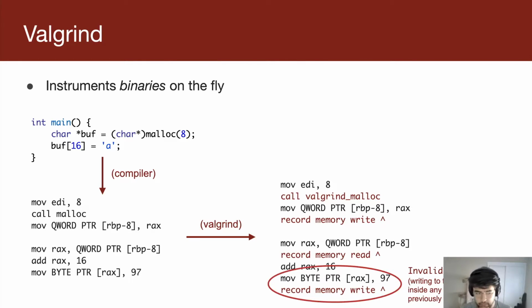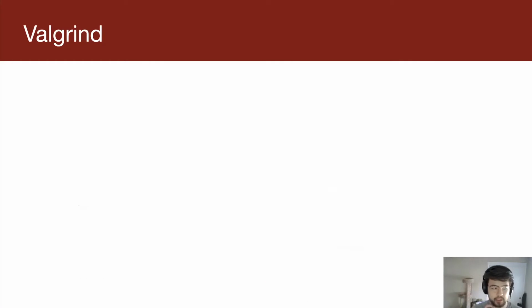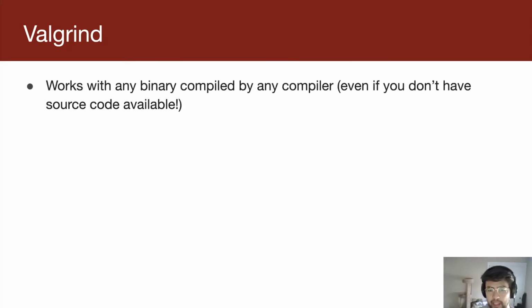So I mentioned Valgrind's a pretty old tool. It's been used for a really long time, and it works pretty well. One of the most amazing things about this is it works with any binary compiled by any compiler, even if you don't have the source code available. Sometimes security professionals will use tools such as these in environments where they're trying to find holes in a system and they may not have the original source code available. This is actually quite common in very large corporations.